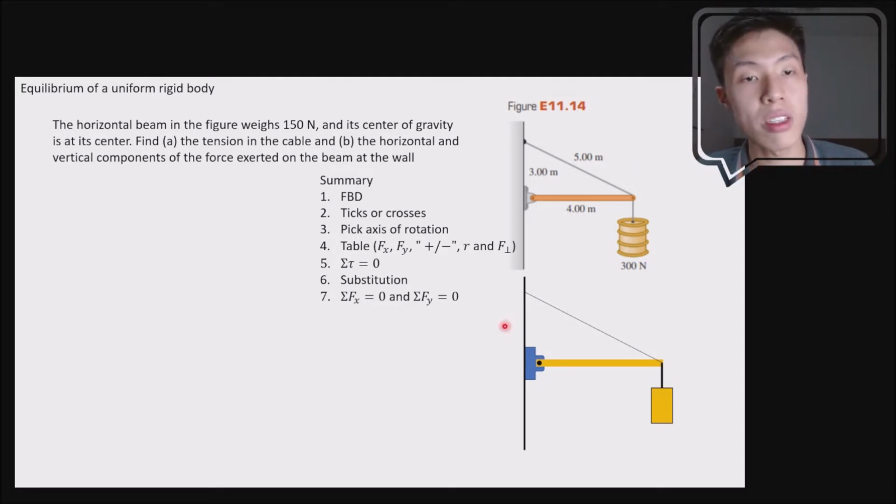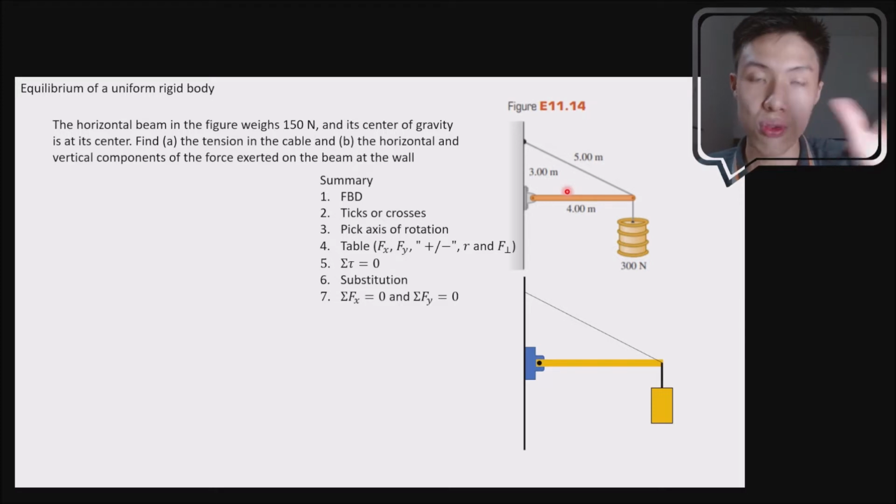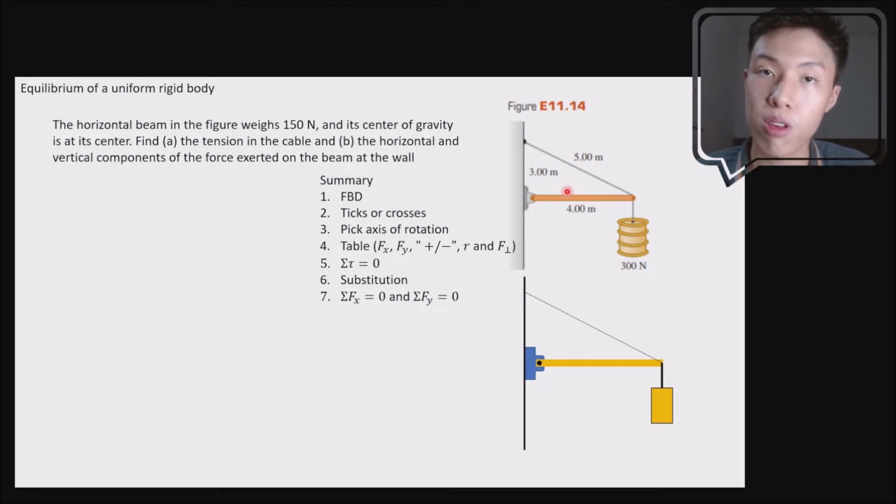At the same time, you see that this beam is also not rotating. It's not rotating and it remains not rotating. So in that case, you know that the sum of torque should be equal to 0 as well. So this is a static equilibrium situation. So we'll be analyzing it using sum of torque equals 0 and sum of F equals 0.